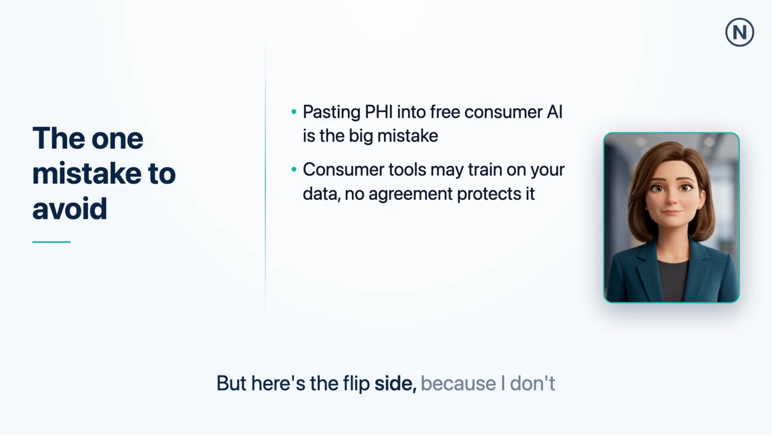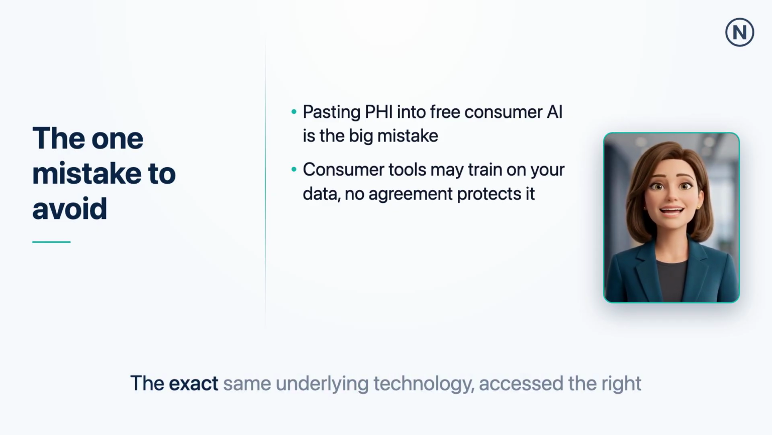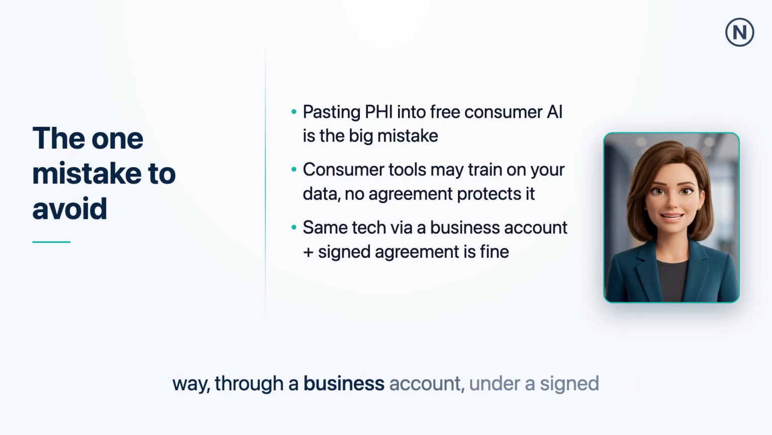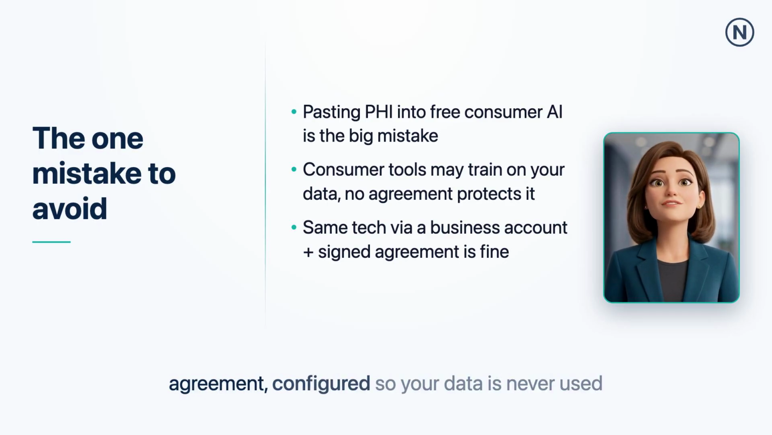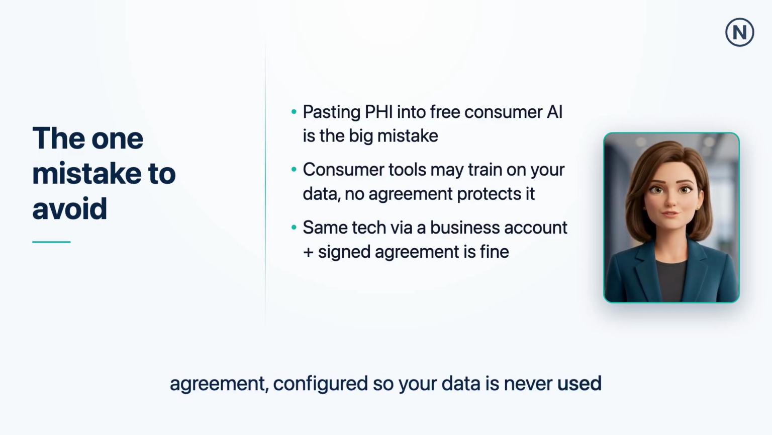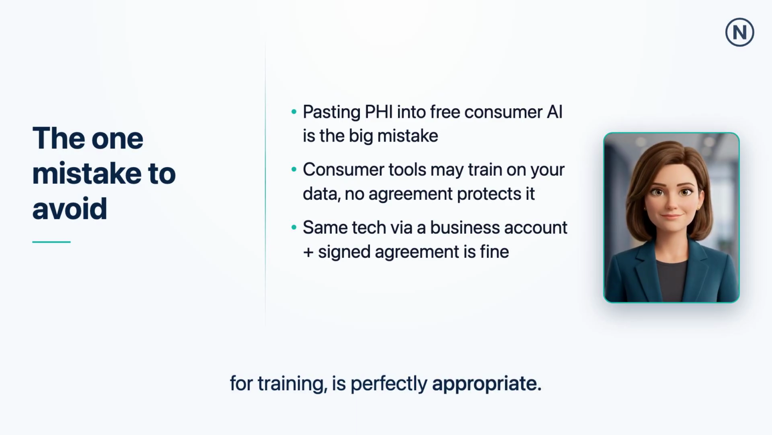But here's the flip side, because I don't want you walking away thinking AI is off limits. The exact same underlying technology, accessed the right way, through a business account under a signed agreement, configured so your data is never used for training, is perfectly appropriate. Same tool. Completely different risk. The difference was never the AI. It's the agreement and the setup behind it.